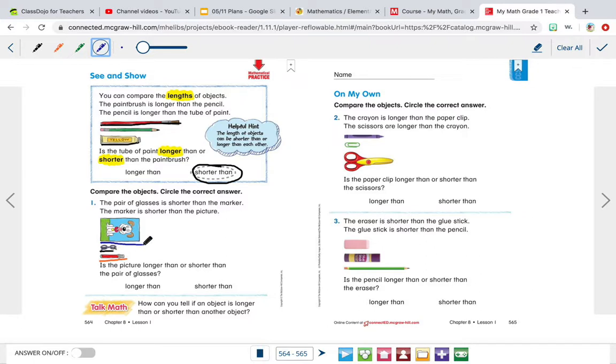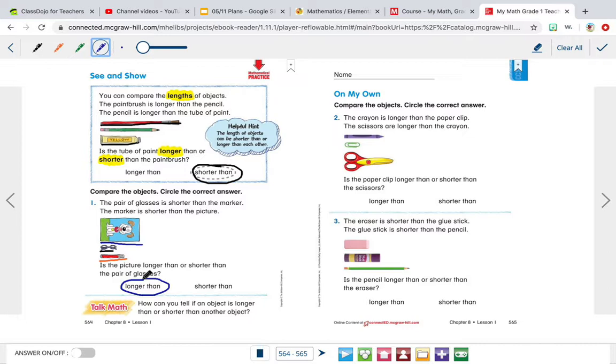Well, look at the blue line here and look at the black line here. Is the blue line longer than or shorter than the black line? I hope you're saying that the blue line is longer than the black line because look how much further it goes. The black line stops right here, but the blue line keeps going. So we're going to say that the picture is longer than the pair of glasses. And this is just something we see, so we're just looking and we're seeing which one is longer, okay?